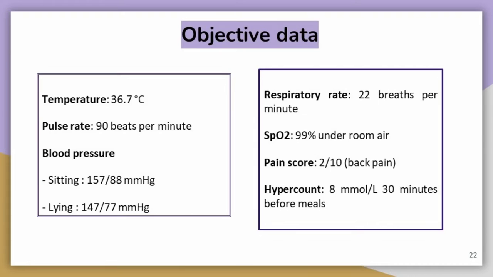So here is the objective data obtained during the interview. Patient's temperature is 36.7 degrees Celsius. Pulse rate is 90 beats per minute. Blood pressure when sitting is 157 over 88 mmHg, while lying, 147 over 77 mmHg. Respiratory rate 22 breaths per minute. SpO2 99% under room air. Pain score 2 out of 10, where the patient complains of back pain when sitting. Hemoglucotest is 8 mmol per liter, 30 minutes prior to meal.